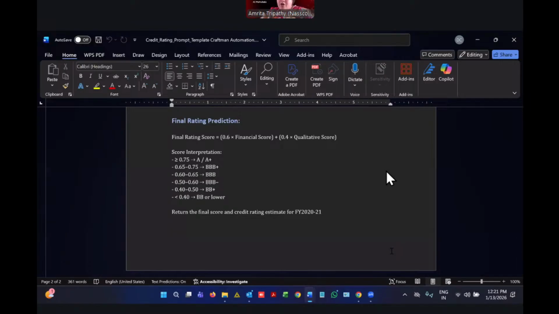Nagesh is asking, how did the past few quarters earnings are considered towards ratings? No, we took only annual. We took only from the audited balance sheet. We have not taken quarters.